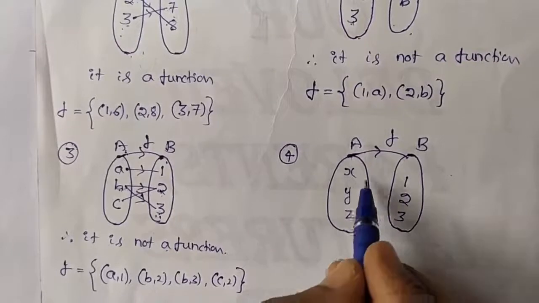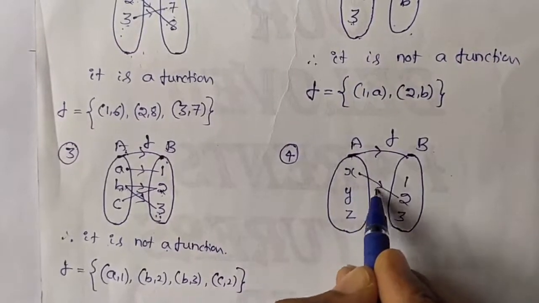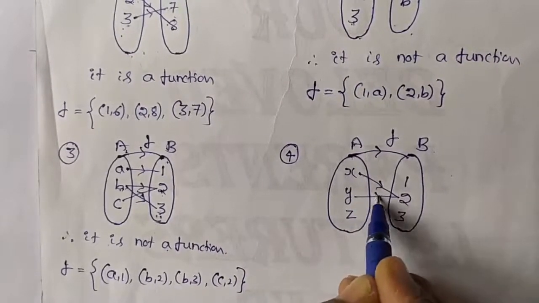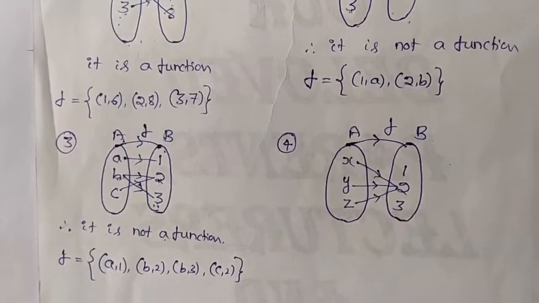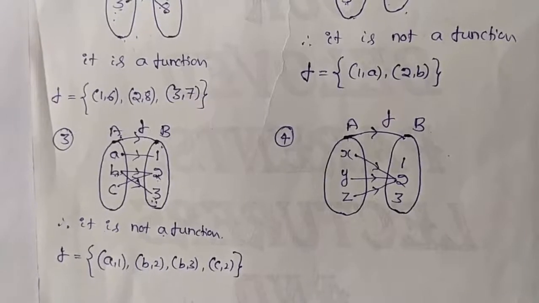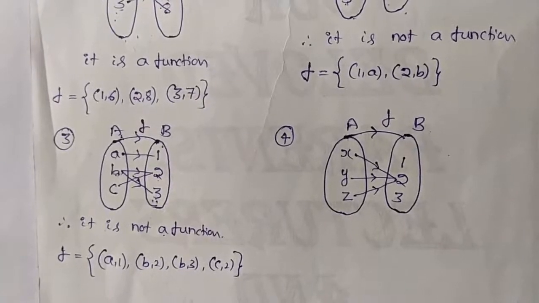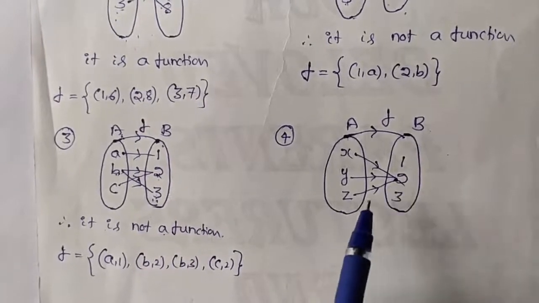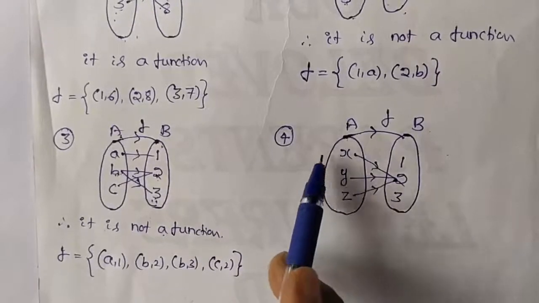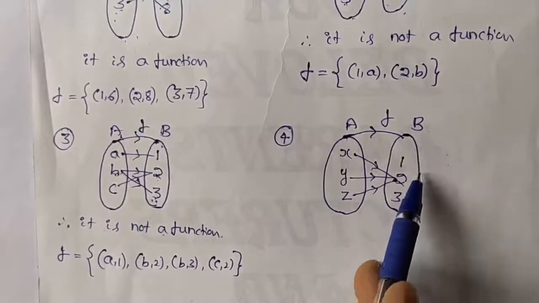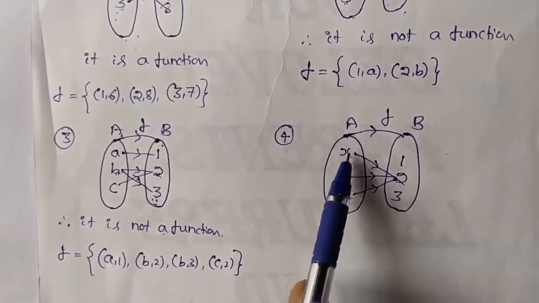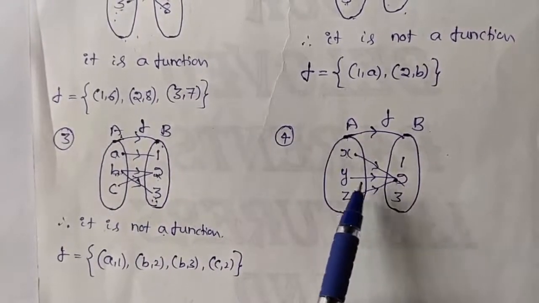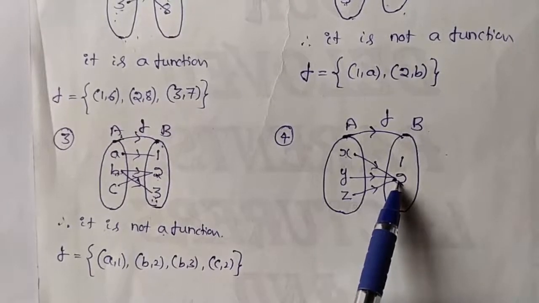1, 2, 3. X is related to 2, Y is related to 2, Z is related to 2. Is this a function? You just recall the definition. Every element in the set A has one and only one image in the set B is called a function. X has only one image 2, Y has only one image 2, Z has only one image 2.